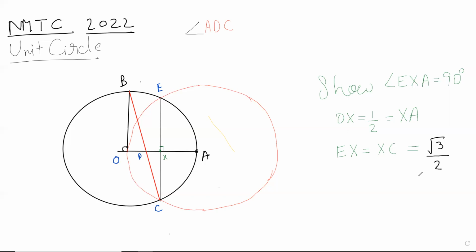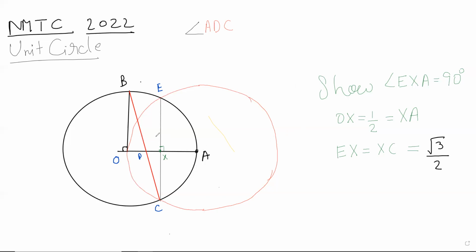Sir, OE will be the radius and OX we know is half. So 1 square minus half square. Right. But then you're using the fact that EX is perpendicular to OA. So you see that. Yes. Okay, then that's fine. Then it's root 3 by 2.